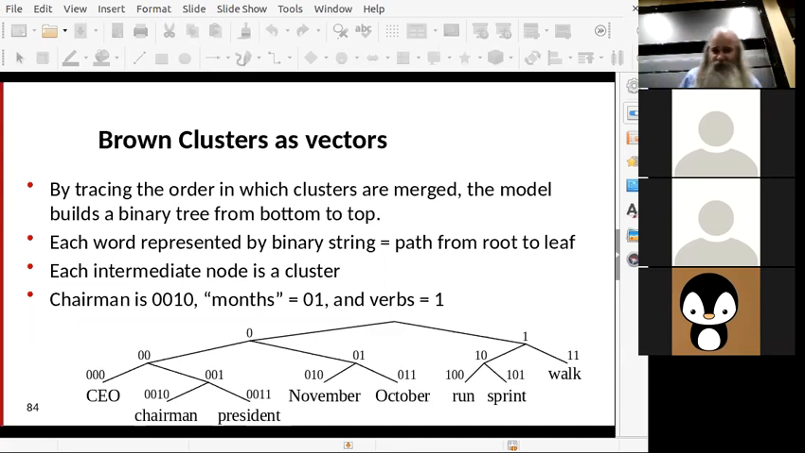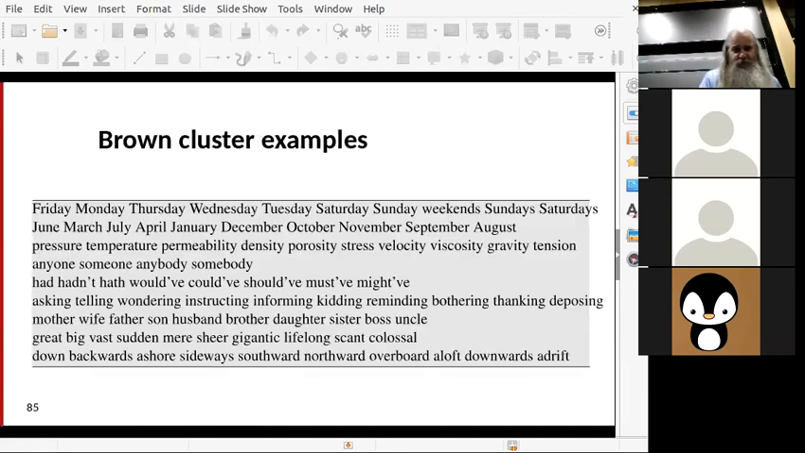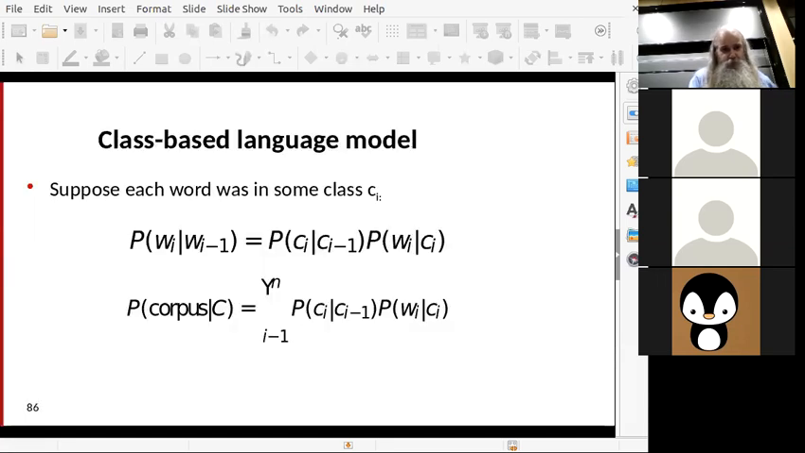Brown clustering, however, has got this left-to-rightness, and sometimes that's a useful thing to have. Brown examples over some set are lumping together, in this case, days of the week, months, etc. So it does reasonable things.